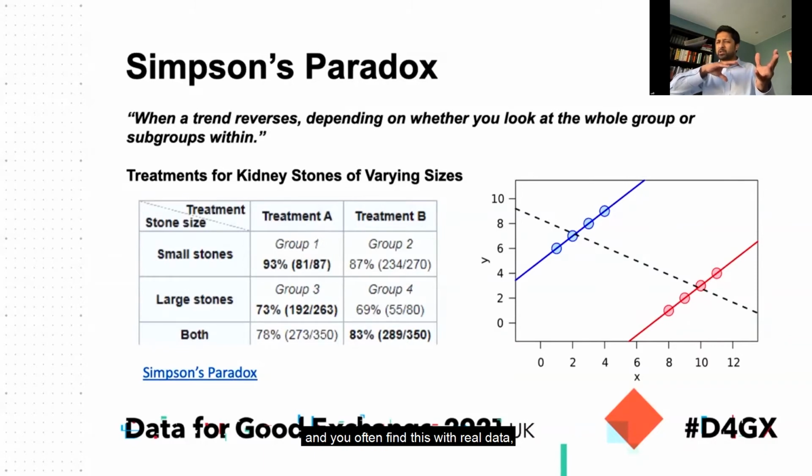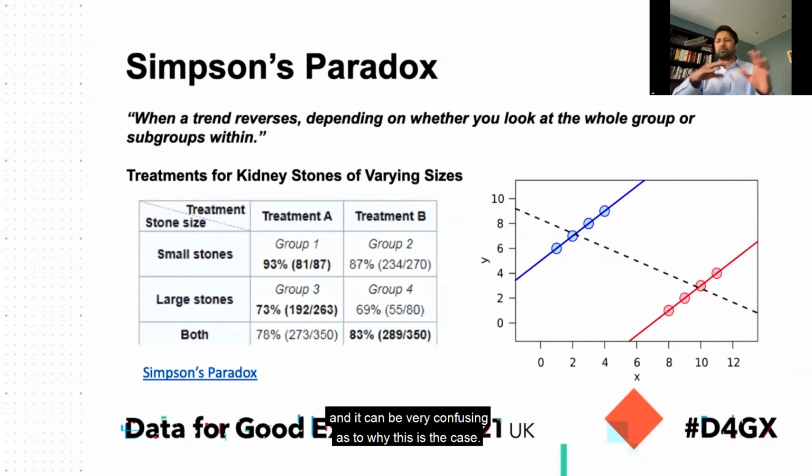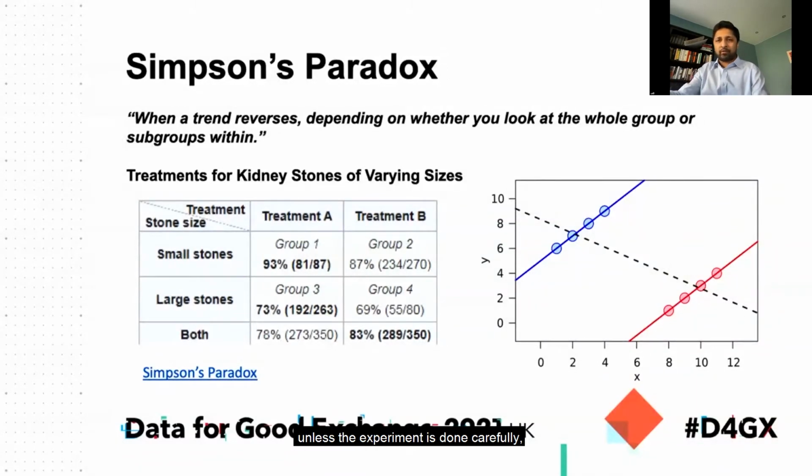And you often find this with real data, and it can be very confusing as to why this is the case. So let me give you a concrete example of this. You're going to find that this is true across the board, unless the experiment is run carefully or unless the data is collected carefully. And I'll also explain why this has become more important in how we interpret things. So to give you a concrete example of how Simpson's Paradox works.